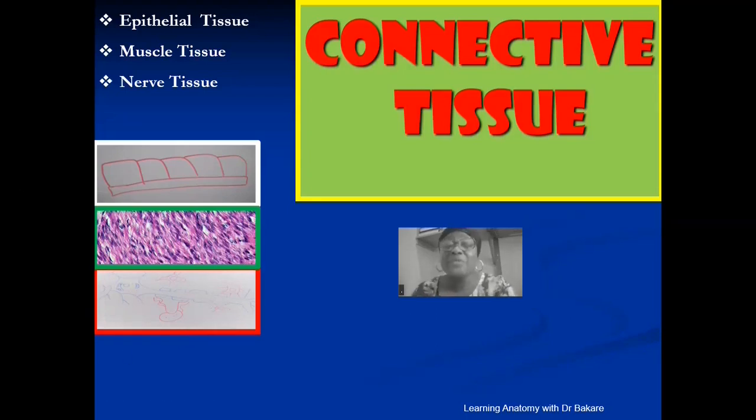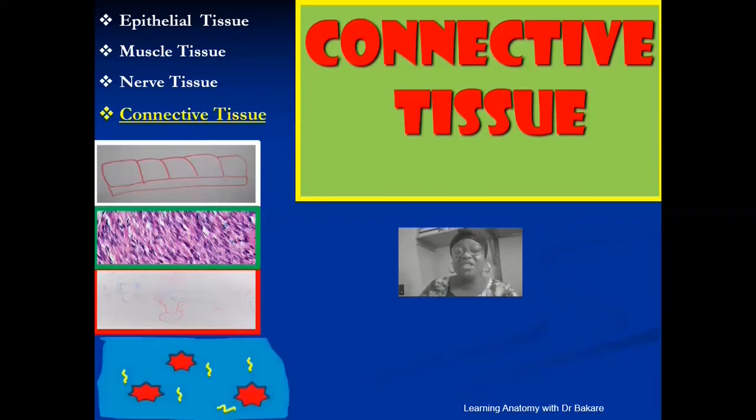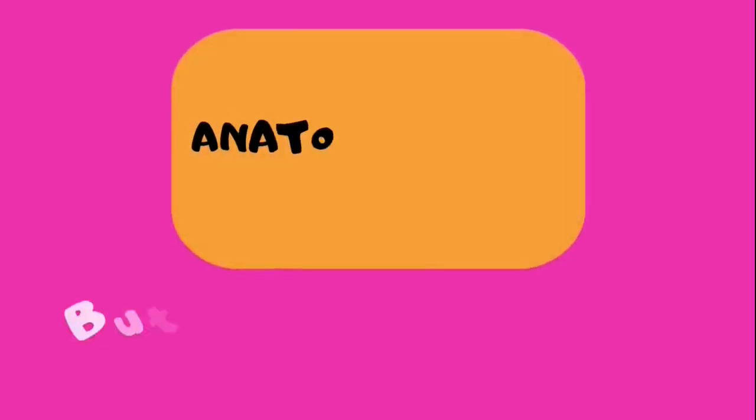Then the last type of tissue that we have is the connective tissue. And this is the configuration of the connective tissue here. The connective tissue is seen to have a number of cells, of course, suspended in the extracellular matrix. So this is what this lecture will be focusing on, the connective tissue. And in this lecture, we'll be unfolding the general configuration of the connective tissue and also dwelling more on its structural components.